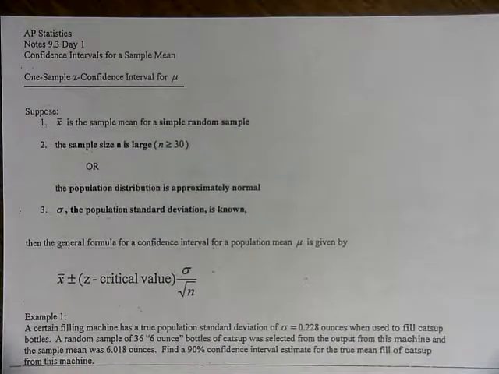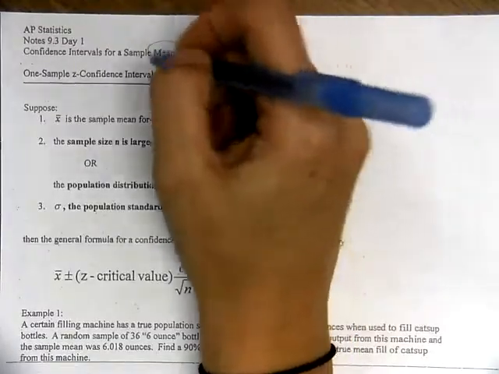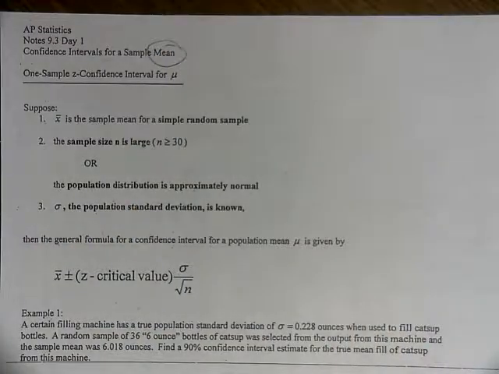So for today, we're looking at 9.3, day 1. Now we're going to move on to confidence intervals for a sample mean. In 9.2, we were always doing proportions. Today, we're going to look at means. A lot of the setup is the same except for two things, really.